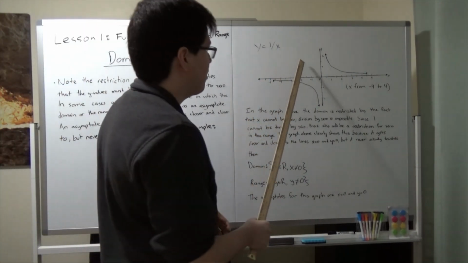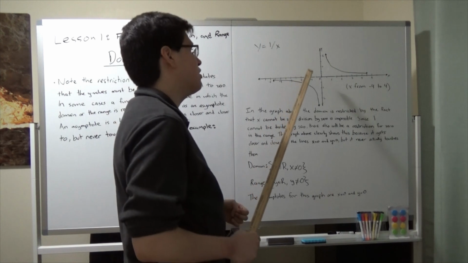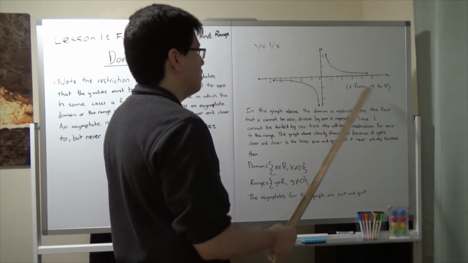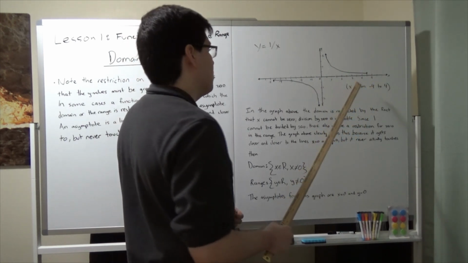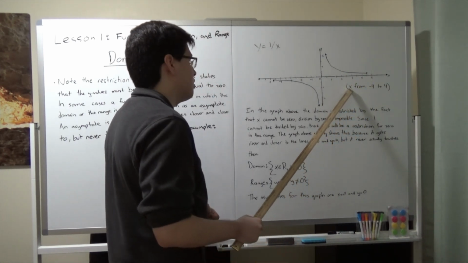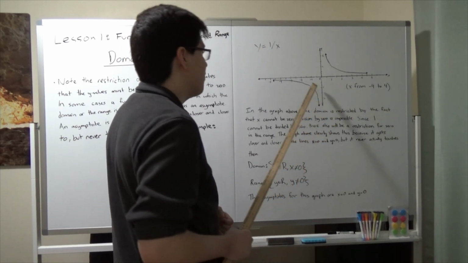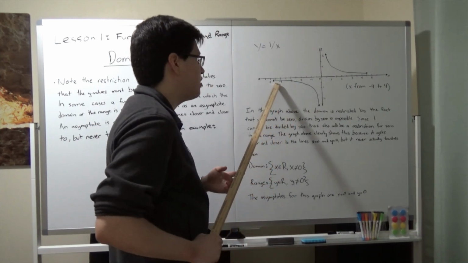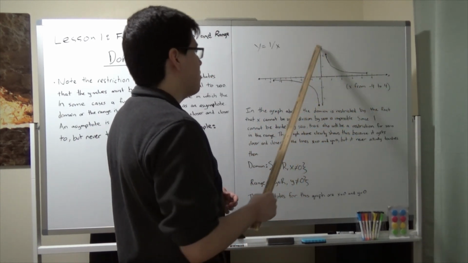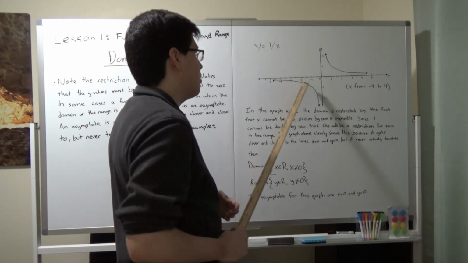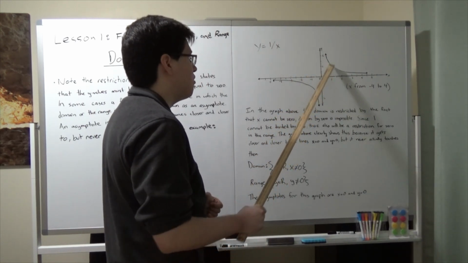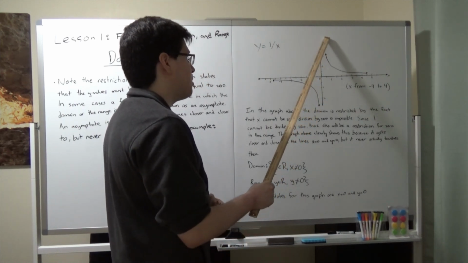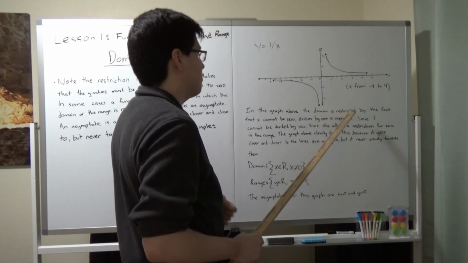Here we have y equals 1 over x, and the graph of 1 over x, with x ranging from -4 to 4. So you can see from the graph that as x approaches negative infinity and positive infinity, y approaches 0. And as x approaches 0, from both sides, positive and negative, y approaches positive and negative infinity.